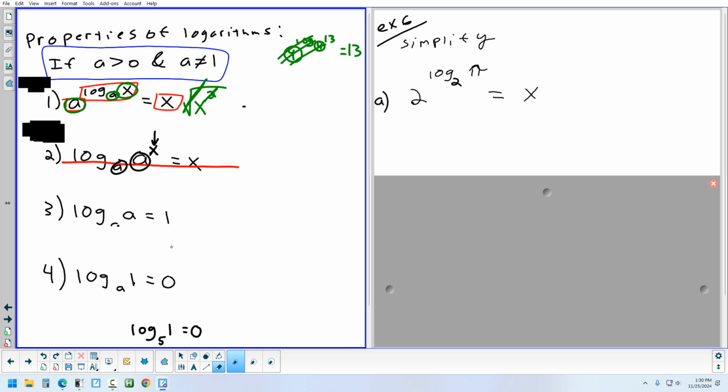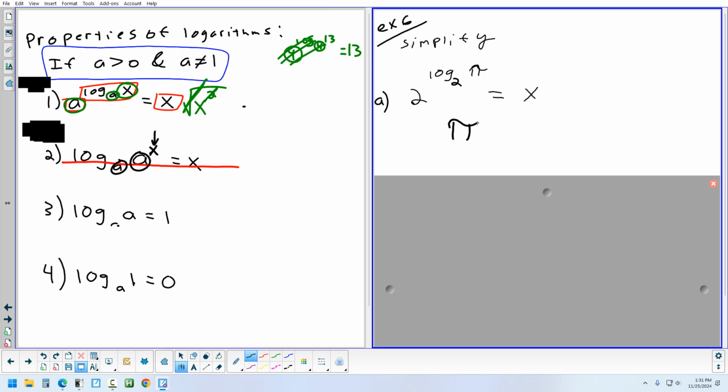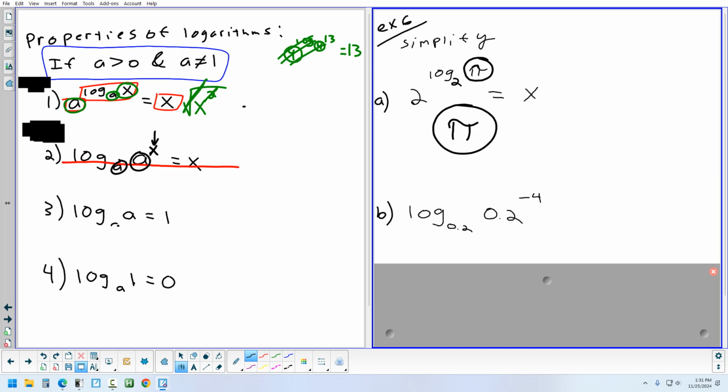So first thing is look at the property and see if you can figure out which one it matches. This is the same thing we just did. We're just doing more. Is it property 1, 2, 3, or 4? That is property 1. So the answer here when we simplify everything would be pi, because the bases are the same, they cancel out, and you're left with that right there. That's property 1. How about that one?